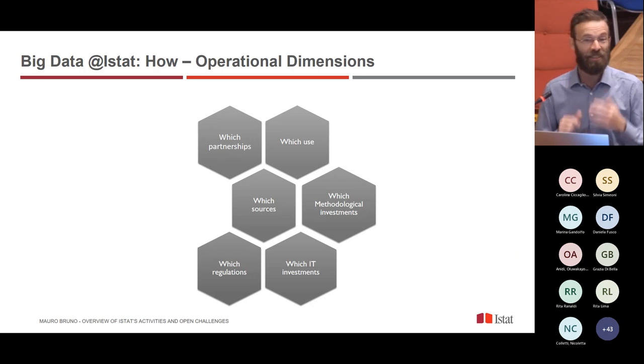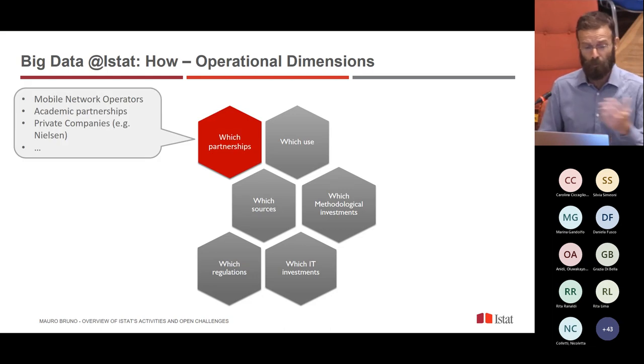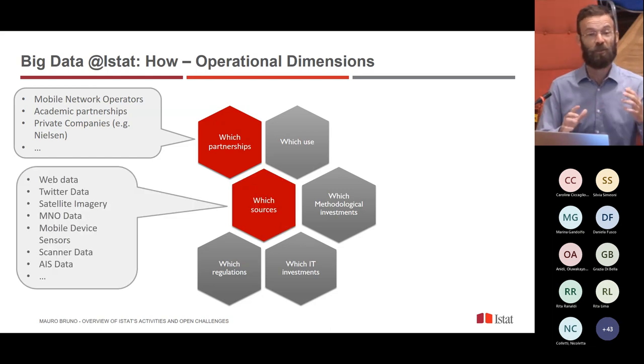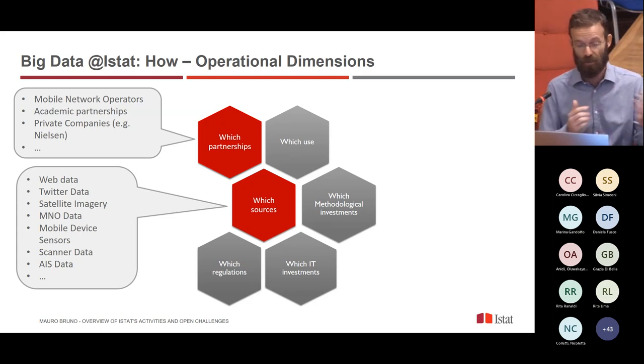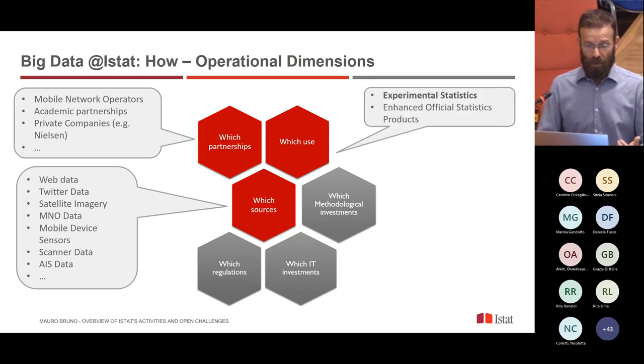Operational dimensions. It's hard. If you want to adopt big data in official statistics, you have to invest in several aspects, a lot of dimensions. We have partnerships with mobile network operators, academia, private companies. Which data sources? We saw some of them this morning, and you saw some yesterday. Web data, Twitter data, satellite images, a huge amount of data sources.